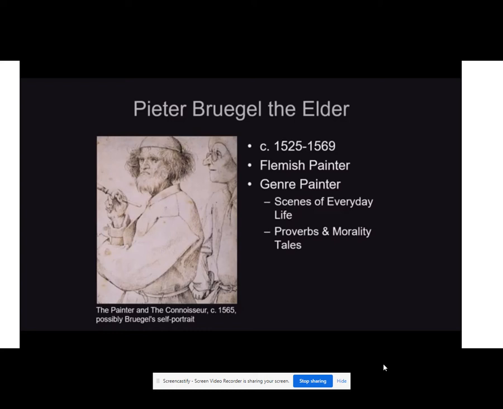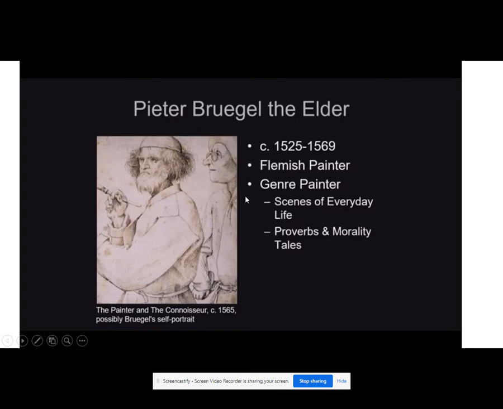Bruegel the Elder, another elder, is a Flemish painter. He's a genre painter, so that's a term you should know. Genre paintings are scenes of everyday life. In the north, though, in Flanders, they will usually have some morality or proverb. There'll be some kind of hidden meaning that usually has to do with leading a good life, a Protestant life. Most of Flanders is Protestant, or was.